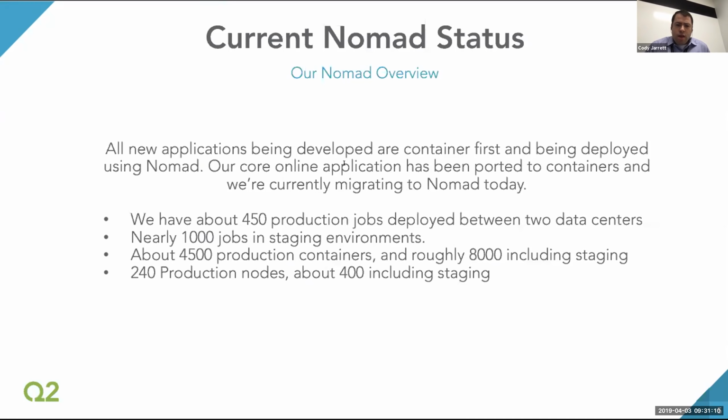And today we have about 450 production jobs deployed between two physical data centers. We have about 1,000 jobs in our staging environments, and that equates to about 4,500 production containers, and then 8,000 if you combine staging and production. In our production nodes, our Nomad clients, we're at about 240 nodes, and then about 400 if we include staging as well, and that's growing.